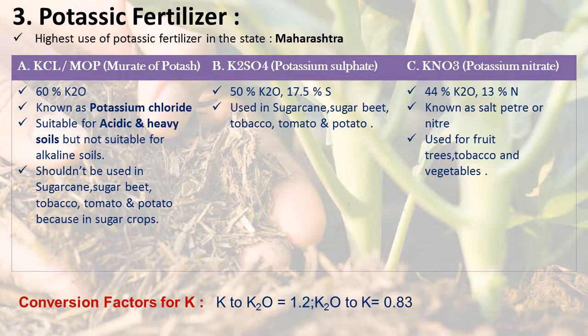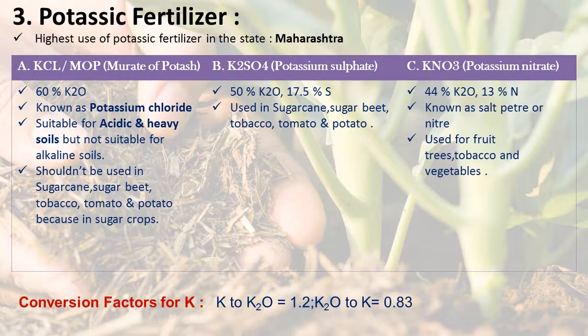That is the MOP. MOP is 0-0-60, that is NPK 0-0-60. That is 60% K2O. And it is actually the most common and cheap fertilizer among potassic fertilizers. And it is suitable for acidic heavy soils, but not for alkaline soils.